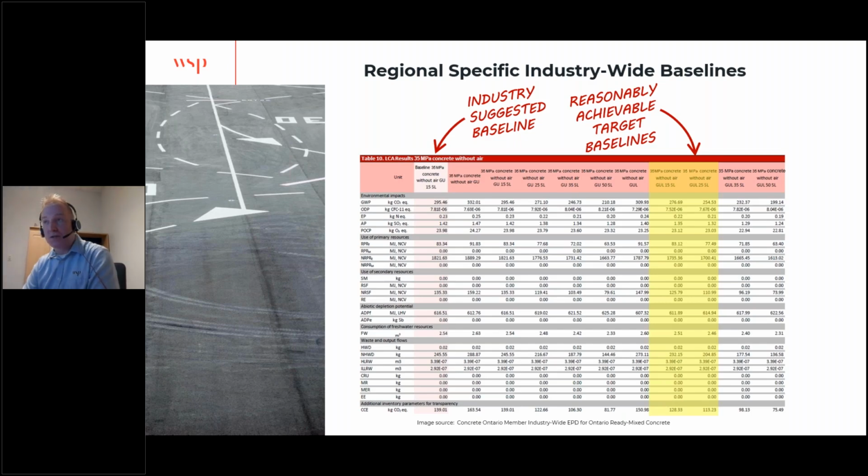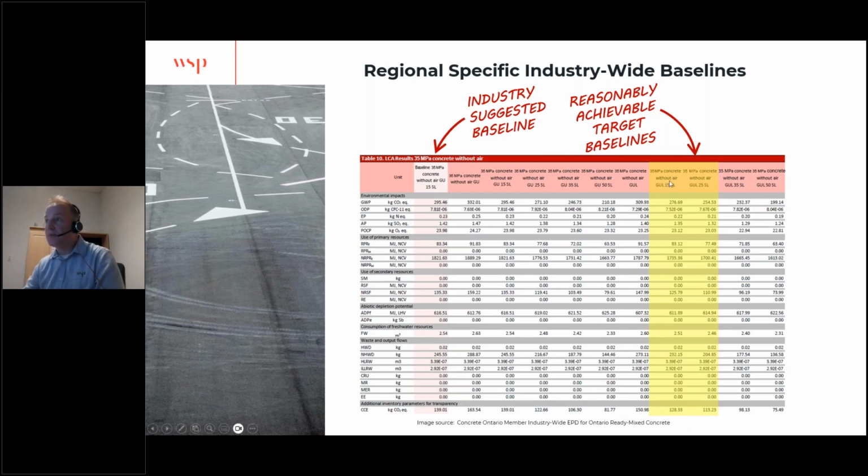SEM 1 and parts of Europe is similar chemistry. But we've seen in the last couple of years nearly a total transition to the use of Portland limestone cements, which will already have an immediate reduction in the global warming potential in the order of 6 to 9%. So already these baselines are somewhat higher than what is now commonly used for production of concrete. And we think that what should be reasonably achievable target baselines can already be shifted.